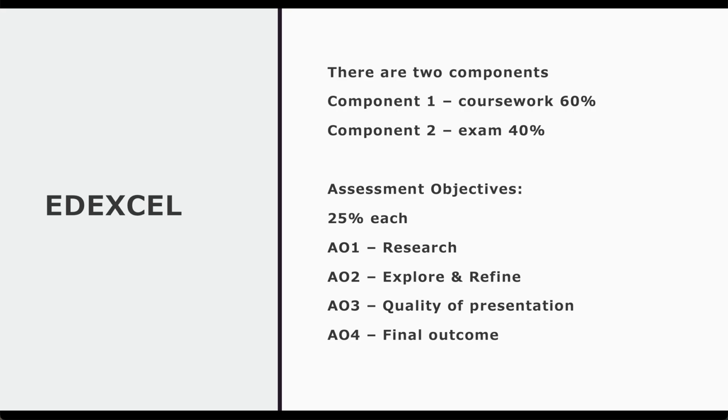And your work will be assessed based on these four assessment objectives. So AO1, which is research, so you looking at a range of artists and so forth. AO2 is experimenting, exploring, and refining your skills, so the different sorts of materials or media that you use to experiment. AO3 is the quality of your presentation. So that could be the way you lay out your presentation in your sketchbook or the quality of the way you present your artwork that you have created.